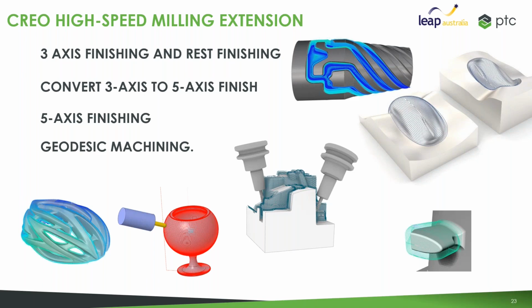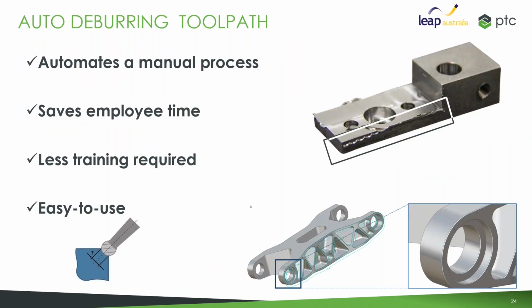Especially keeping smooth cutting and linking passes, really modern strategies. You can see some of these pictures here. We can create very nice toolpaths for surface finishing, avoiding more time on polishing later on. It also has an automatic deburring toolpath. Deburring sometimes takes a long time, especially for production machining, but Creo HSM machining comes with an automated 3-axis to 5-axis deburring toolpath as well.